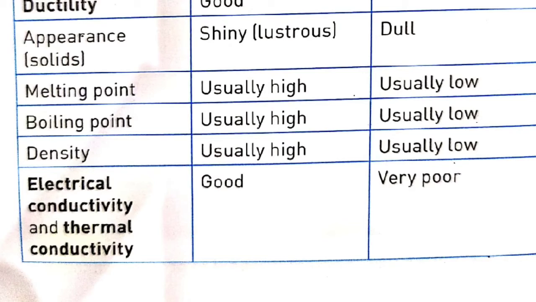Metals usually have high melting point, high boiling point and high density, while non-metals have low melting point, boiling point and density. Electrical conductivity and thermal conductivity. You are very well familiar that metals are very good conductors of electricity and heat, while non-metals are poor conductors.